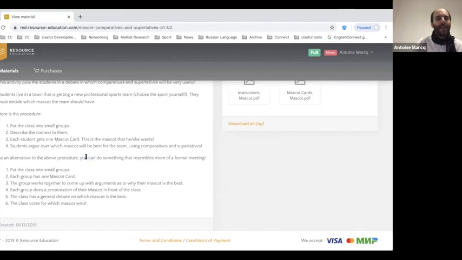There's something you can do to make it more formal if you have students that like that, or if you want to put it in a kind of exam preparation format, preparing for any kind of presentation with your students. So you put the class into small groups. Each group has one mascot card. The group works together to come up with arguments as to why their mascot is the best. Each group does a presentation of their mascot in front of the class. And then the class has a general debate, and the class votes on which mascot wins.